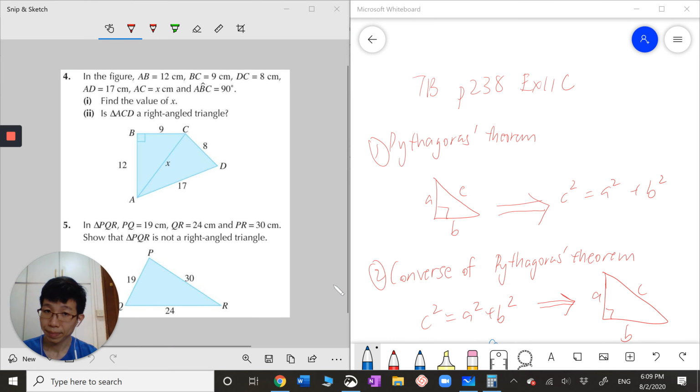Hi students, let's look at the last part of Pythagoras theorem. So basically for this chapter on Pythagoras theorem, there's only two parts, two main concepts.